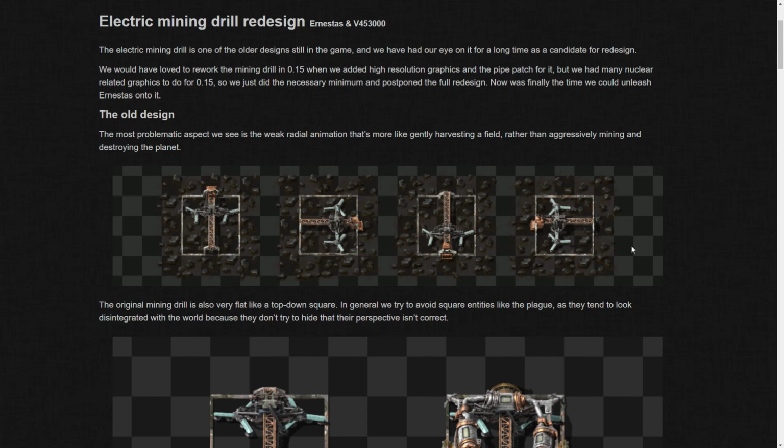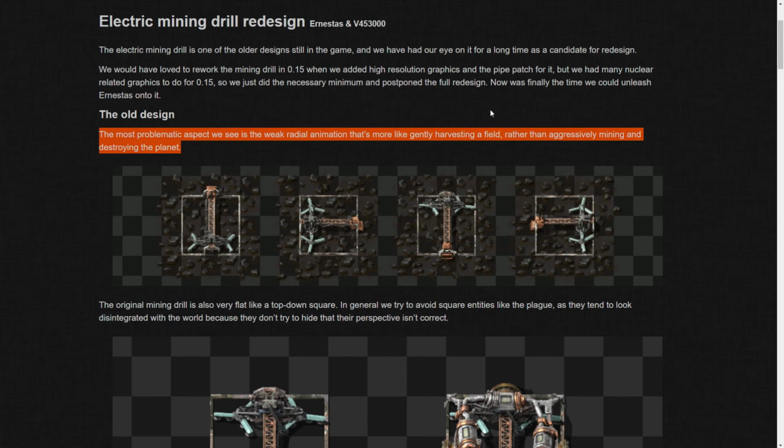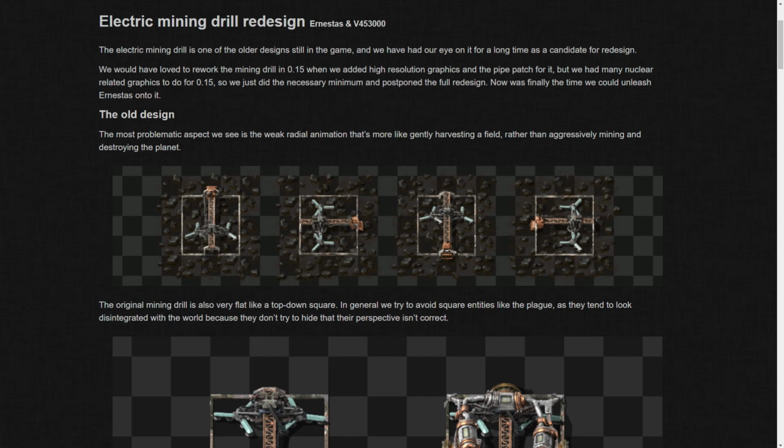So, the old design, as we're very familiar with, the most problematic aspect we see is the weak radial animation that's more like gently harvesting the field rather than aggressively mining and destroying the planet. Yeah, we need more destruction here. Yeah, I mean, truly, in the spirit of the game, we have to just be as destructive and polluting as possible. Honestly, I want my oil pumps to do some sort of fracking stuff, you know, make areas collapse, have some big cliffs just generated every now and then. That would be best. Yes, that would be wonderful, wouldn't it? Oh, man, so good. But yeah, over time we got used to it, but this does look kind of tame. You know, it looks like they're just maybe massaging the ore here a little bit. That's what we're used to.